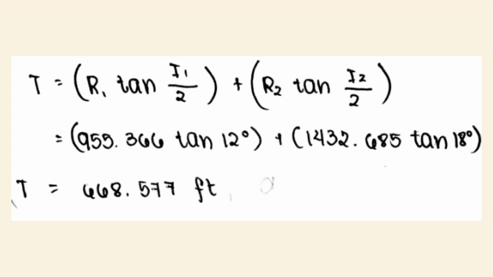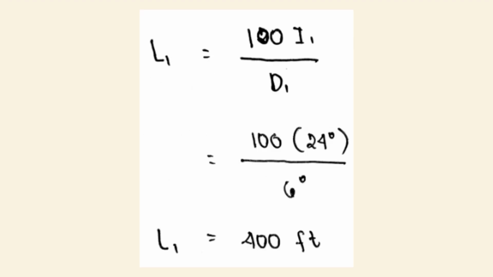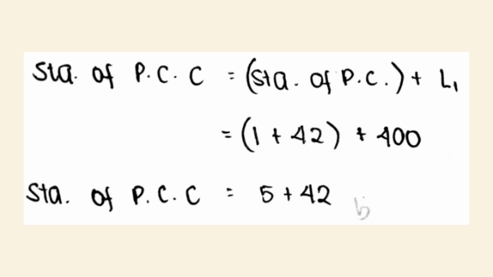Our T would be computed the same as before. Substituting values, we have 955.366 tangent 12 degrees plus 1,432.685 tangent 18 degrees. Our T is equal to 668.577 feet. For L, we have 100 multiplied by I over D. For L sub 1, we have 100 multiplied by 24 degrees over 6 degrees. L sub 1 is 400 feet.